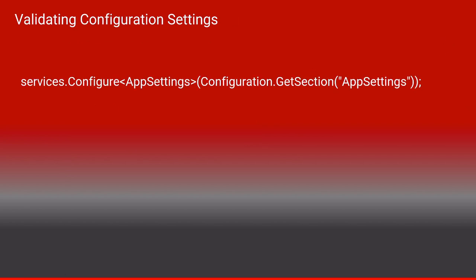To ensure that your configuration settings are valid, you can bind them to a strongly typed class. By using the IOptions<T> pattern, you can validate your settings and access them in a type-safe manner. This adds another layer of safety and clarity when working with the configuration values.